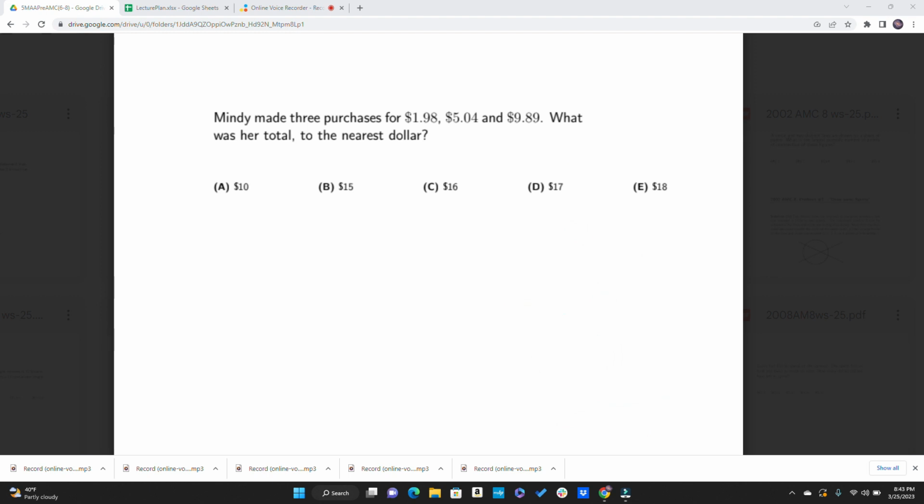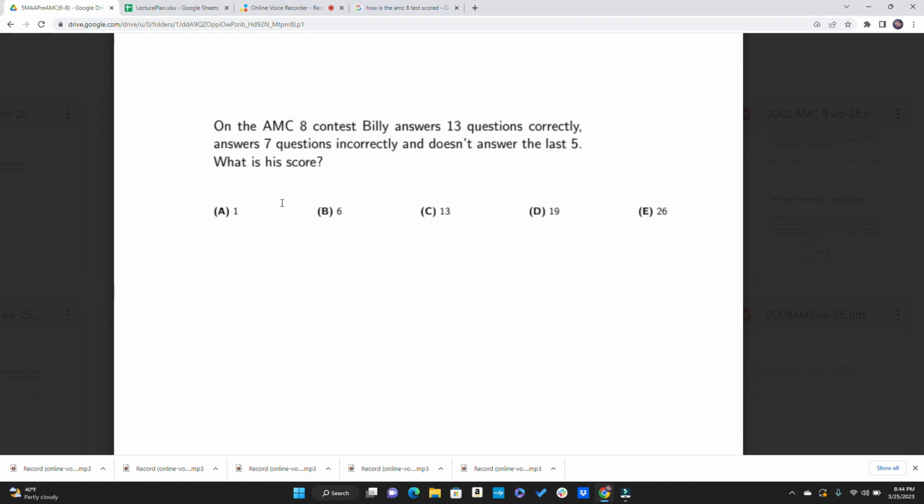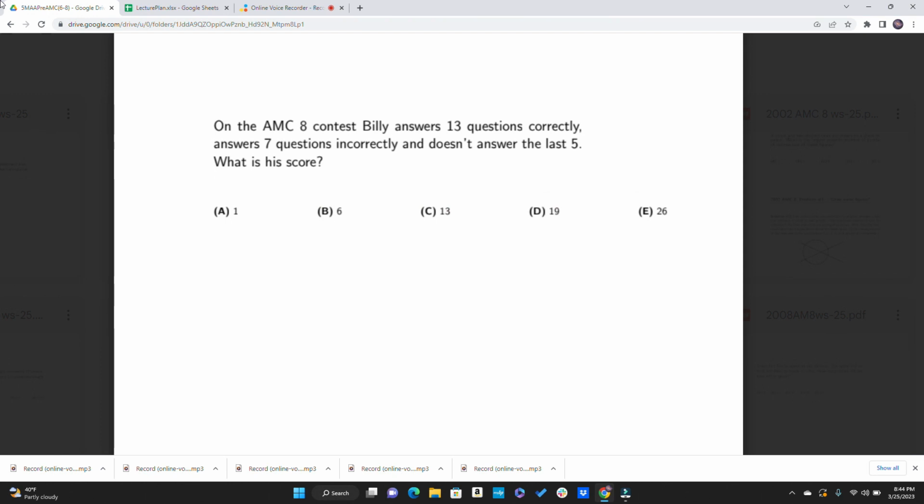Okay. Billy answers 13 questions correct, 7 incorrect, and doesn't answer the last 5. What is his score? All right. Let's see. How do they score the AMC 8 test? That's pretty bad that I don't know. So let's see. According to my Google search, you get 1 point for a correct answer on the AMC 8, and you're not penalized for an incorrect answer.